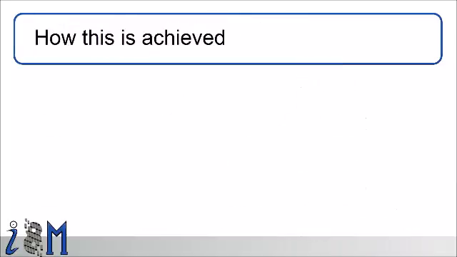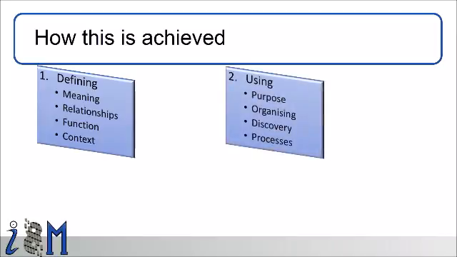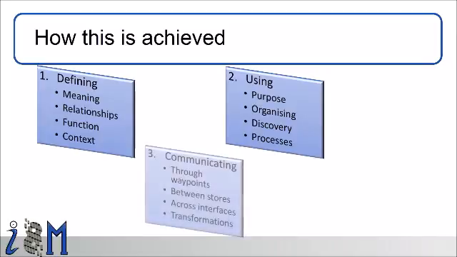How can we achieve this? There are a number of different ways, and in order to make this a little bit more simple and easy to understand, we've divided this up into 4 main areas. The first area is about defining your information or your data. And it's about making sure that you've got a clear, consistent definition of what it is you're discussing, how it interacts with the rest of the world, and what its functions are. We then need to cover using information. So how do we understand the purpose of information? How do we organize it? How do we find it? And how do we build it?